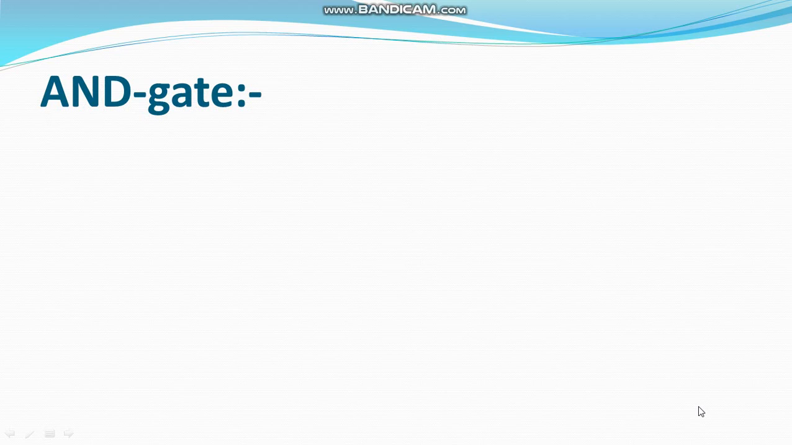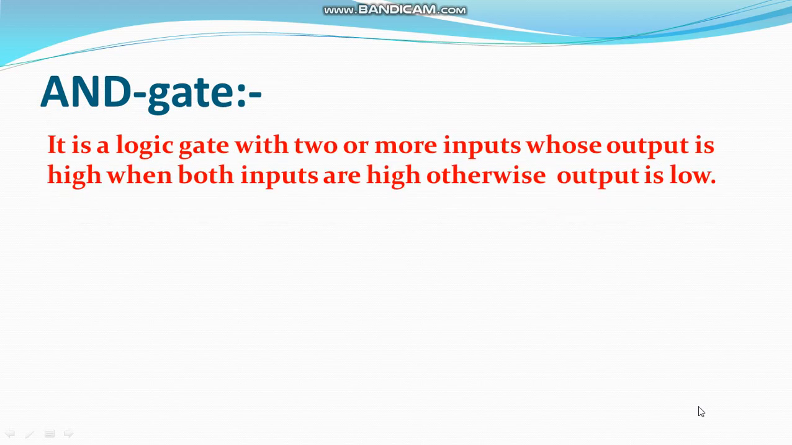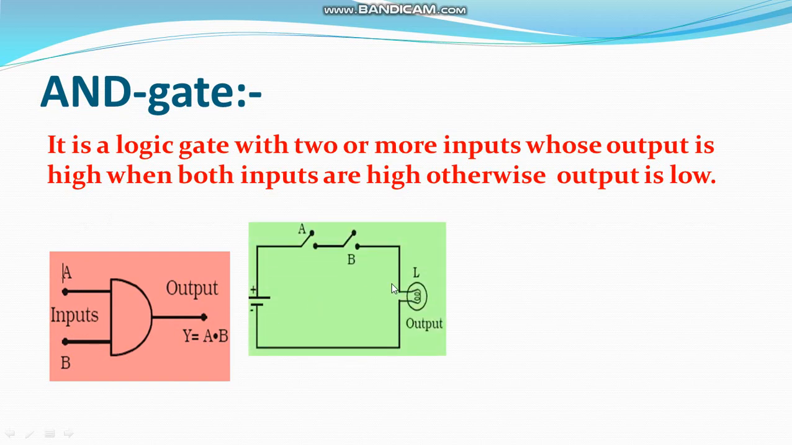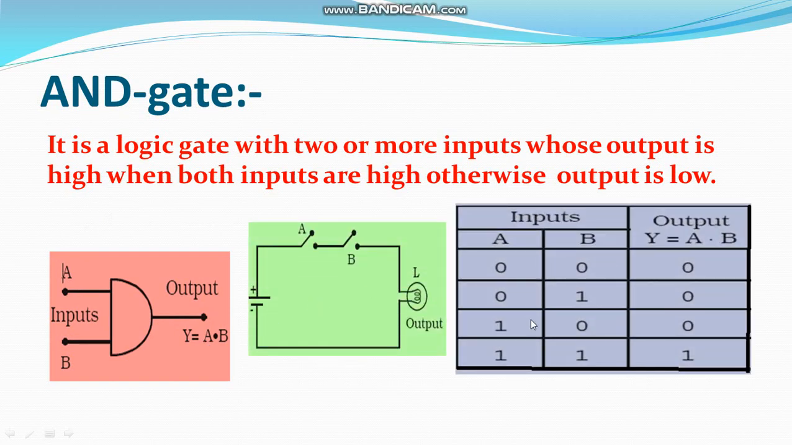Next, the AND gate. AND gate: logical symbol, electric circuit, and this is the truth table. Again, let us learn the truth table through this electric circuit. AND means a series combination of two switches. Open means 0, close means 1.